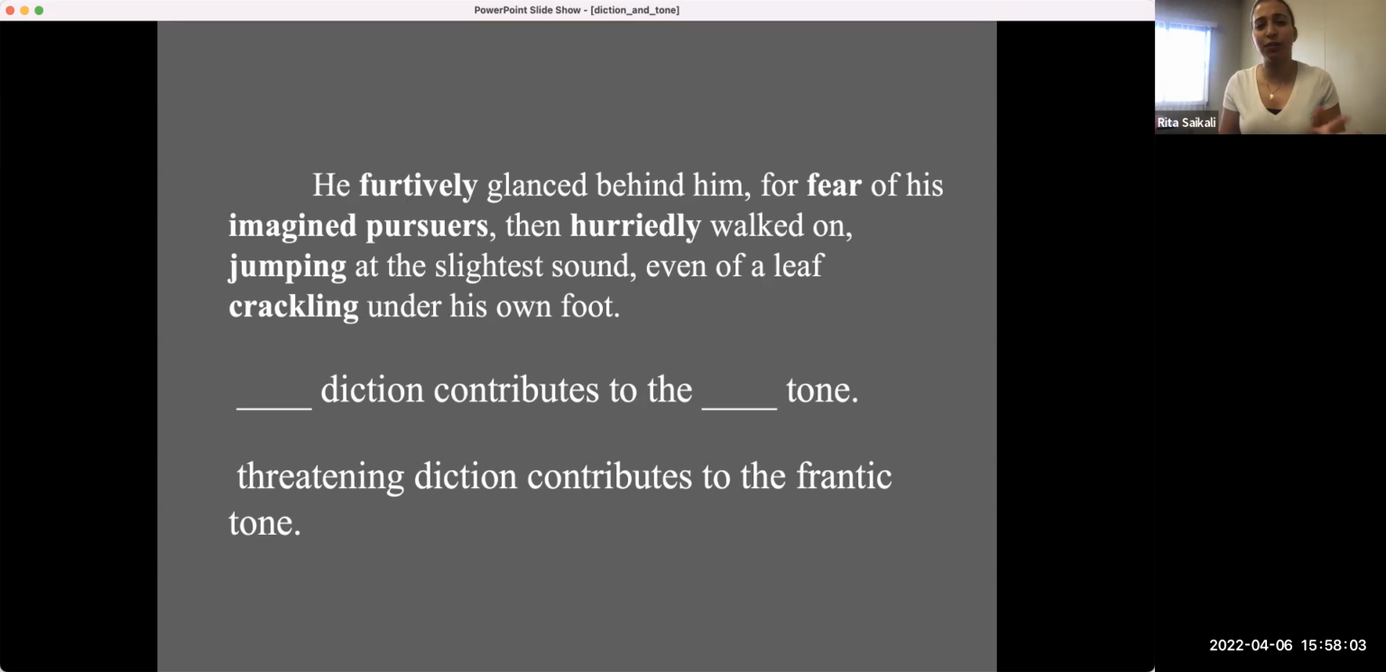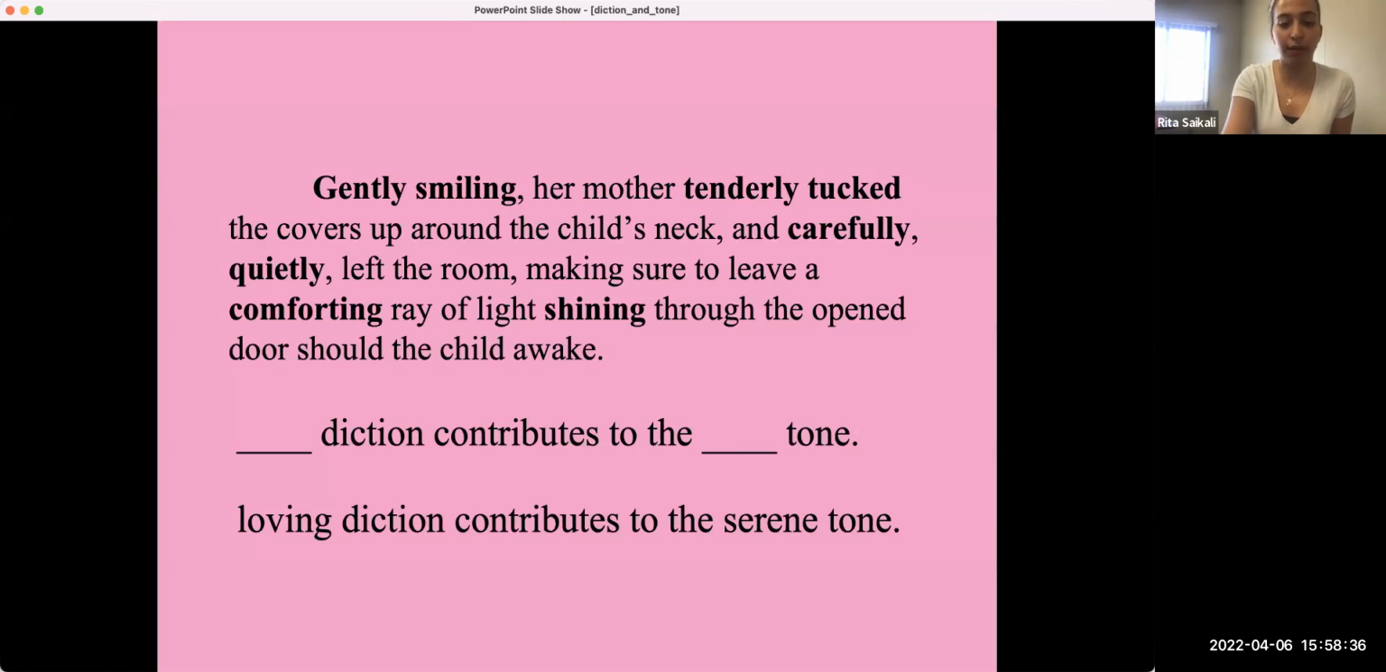He furtively glanced behind him for fear of his imagined pursuers, then hurriedly walked on, jumping at the slightest sound, even if a leaf cracking under his foot. What do we think? Is he happy? Yeah. The man seems threatened, so the threatening diction contributes to the frantic tone, or basically he's being threatened and it's scary. And so he's terrified. All right.